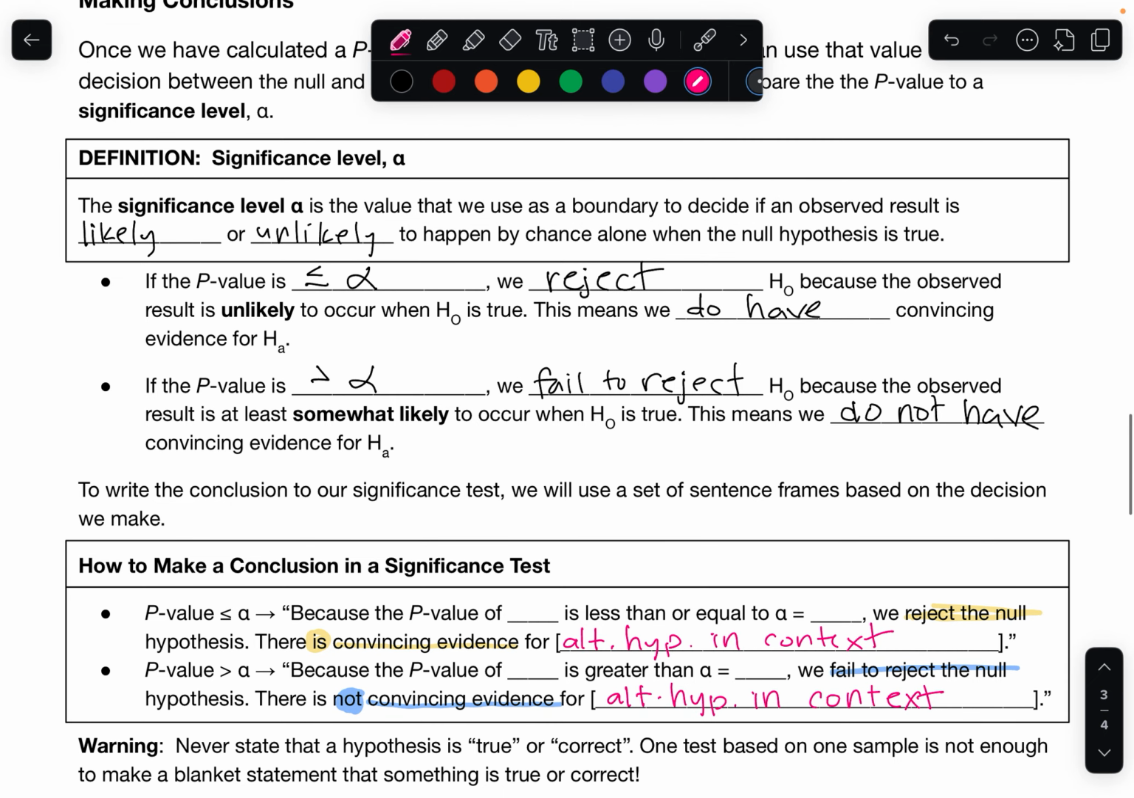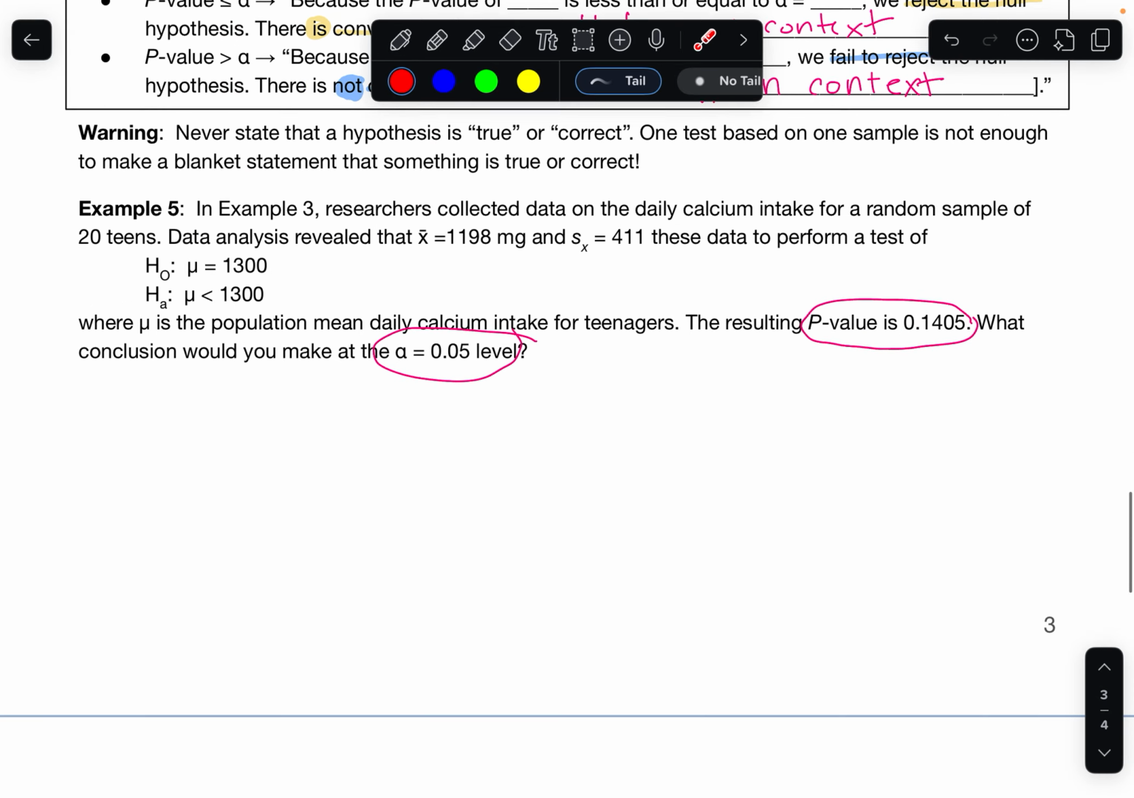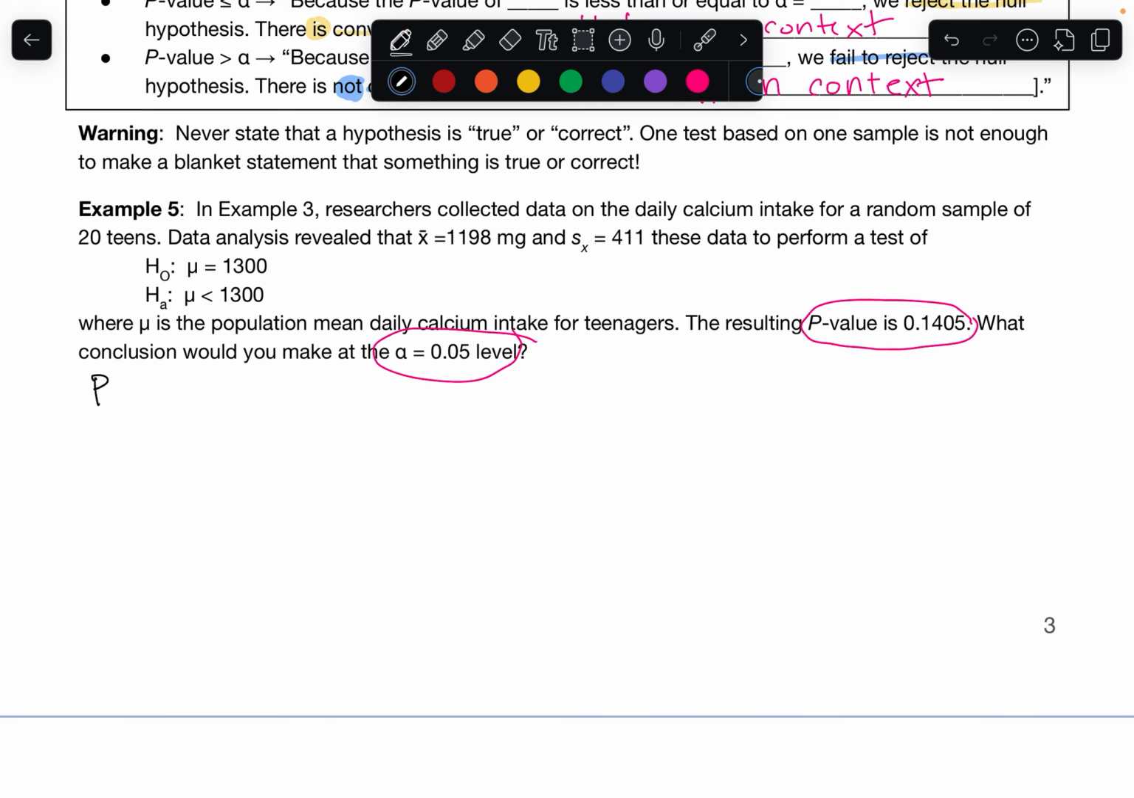What I'm looking for is, is it less than or equal to, or is it greater than that level of significance? Meaning, am I way out in the tail? Am I an extreme sample? Or am I closer to the middle and I'm not an extreme sample? So we're going to make a statement. I know my p-value is 0.1405.